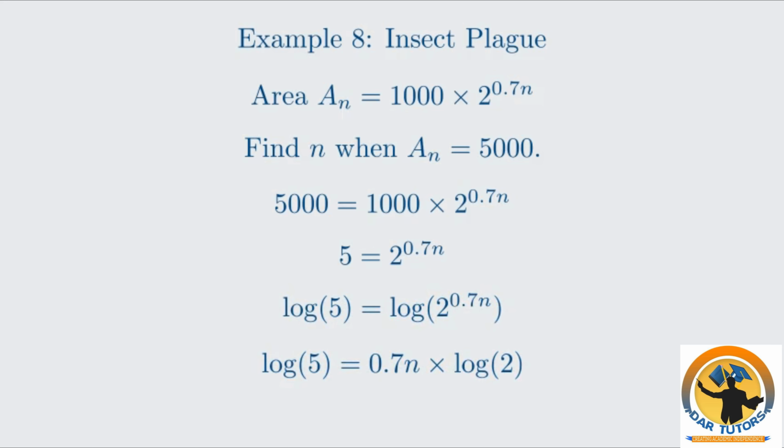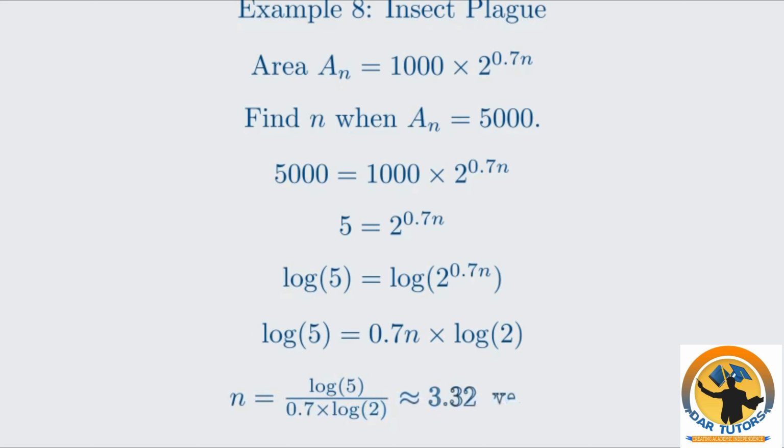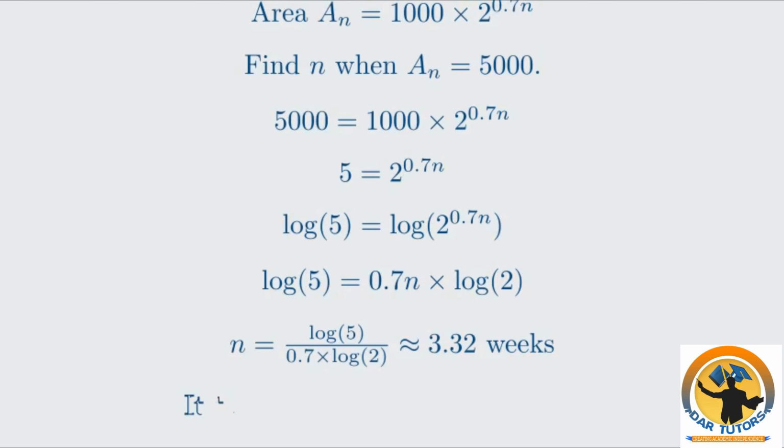Finally, solve for n. Divide both sides by 0.7 times log 2. This gives n equals log 5 divided by 0.7 times log 2. Calculating this gives approximately 3.32 weeks. So it takes about 3 weeks and 2 days for the area to reach 5,000 hectares. Let's try a financial growth problem.